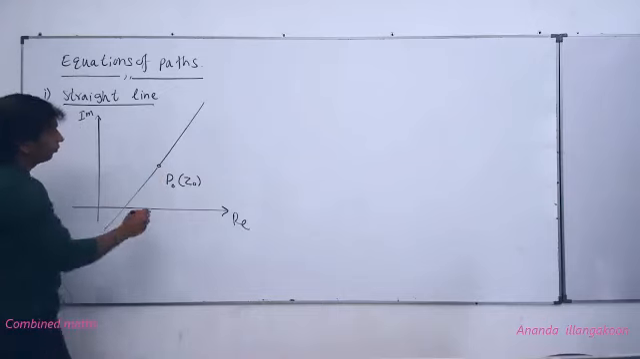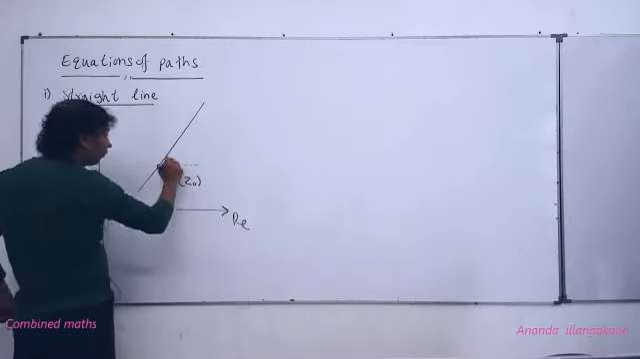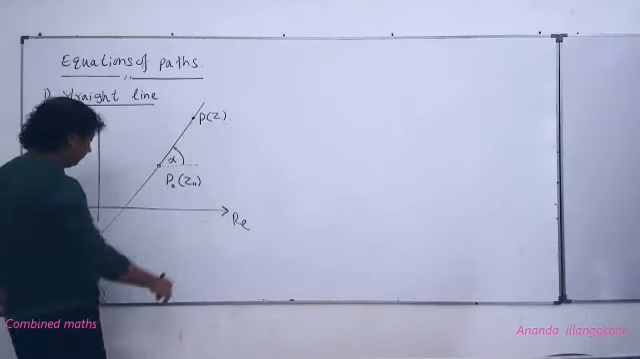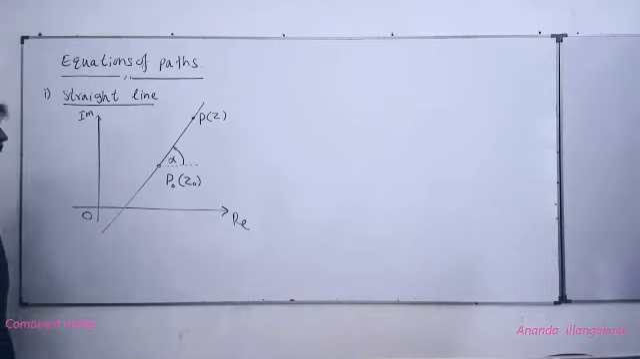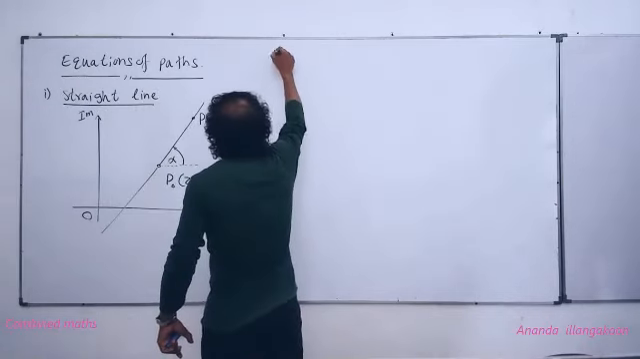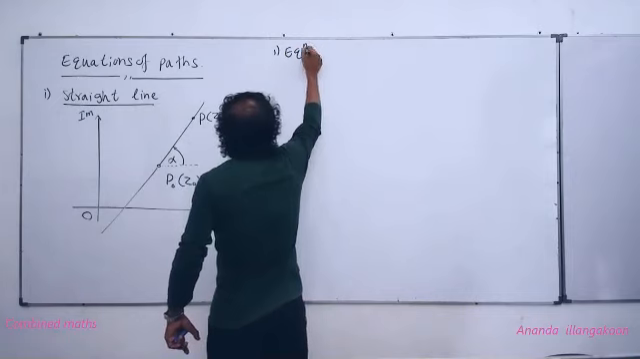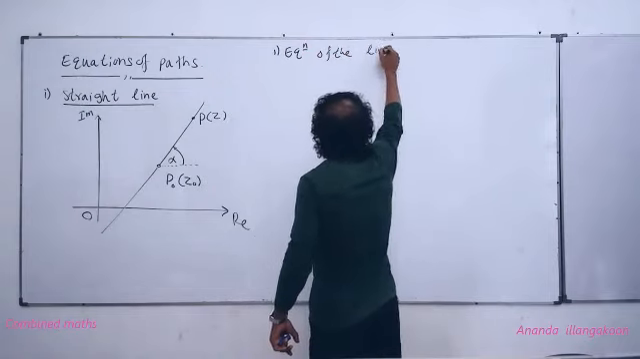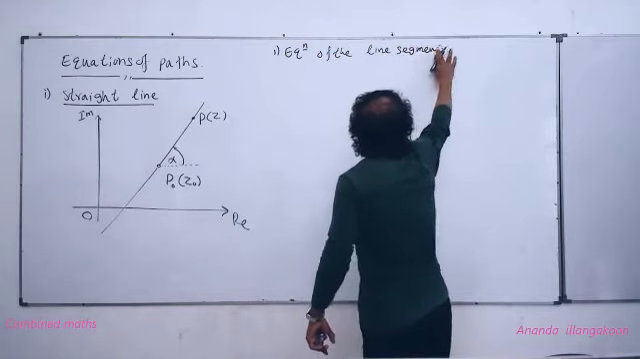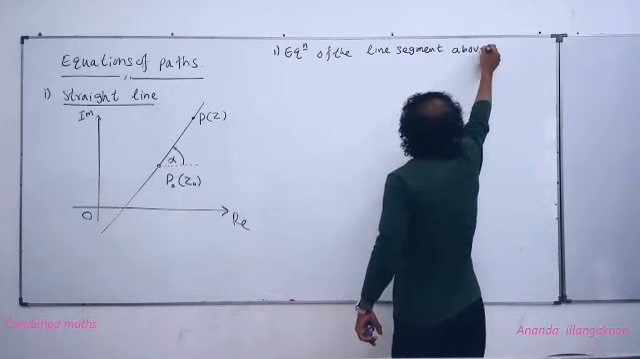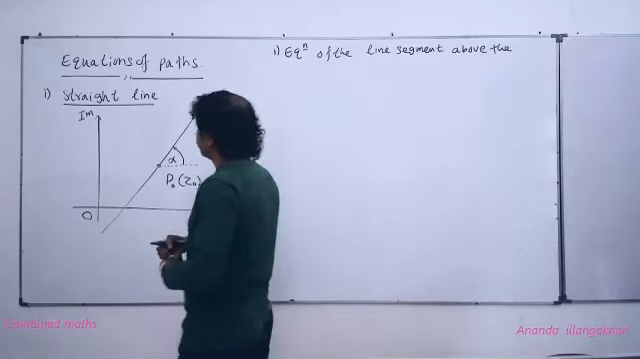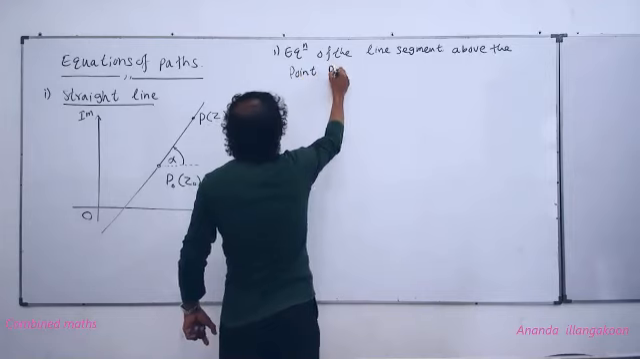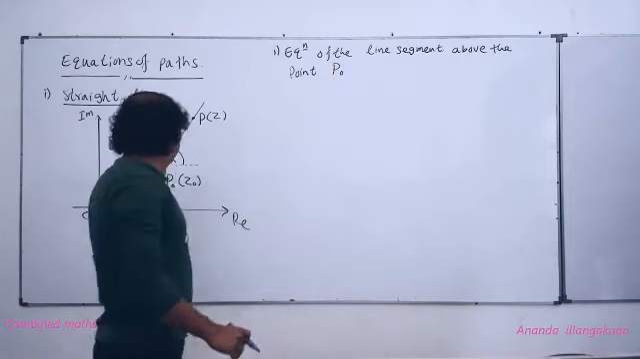Right, we will draw this diagram. Suppose this point P represents the complex number Z. First one, equation of the line segment above the point P naught. This portion.